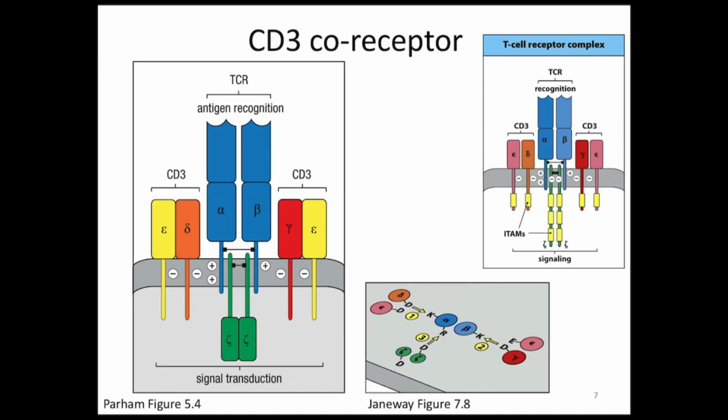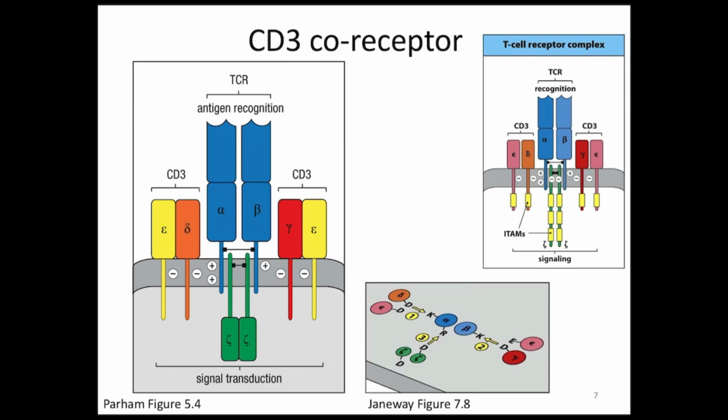You can see that some of them have longer extracellular domains. Delta, epsilon, and gamma have some nice extracellular domains. Zeta is mostly intracellular. It's pretty long as an intracellular protein. Delta, epsilon, and gamma also have some intracellular region. I like this picture up in the upper right, indicating this pretty nicely.